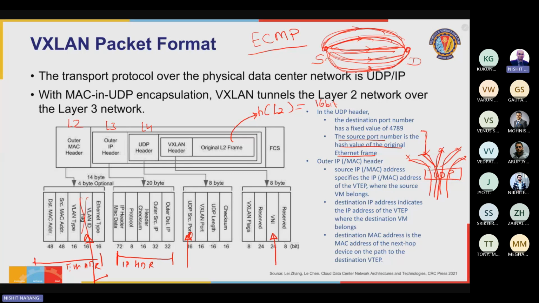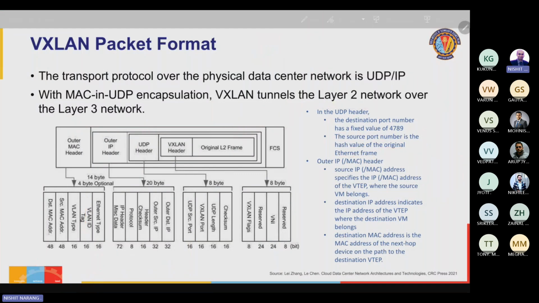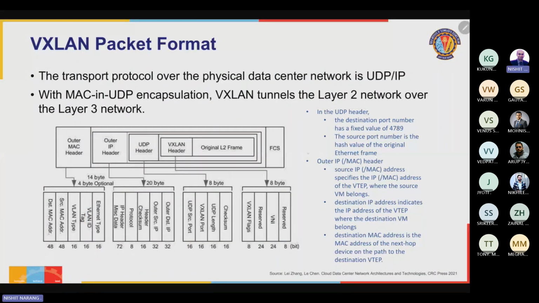Okay, so we put an IP header. We also put an Ethernet frame. So what will be the source and destination addresses in the IP header and the MAC header? The source IP address and the source MAC address will be what? It will be the IP address and the MAC address of the source VTEP.